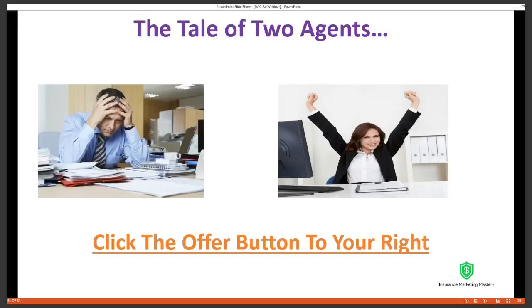Right. And I know these are corny pictures, but it gets the point across. Or there's the agent on the right that figures out, hey, I can do this. I did it. It works. This can work for me.